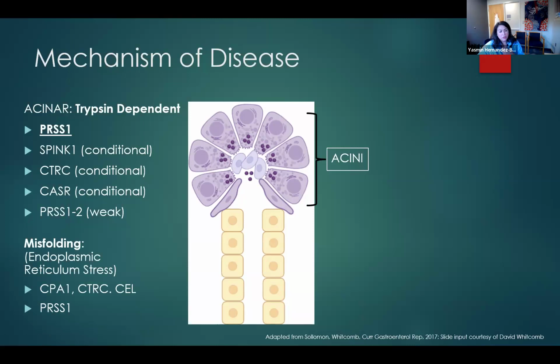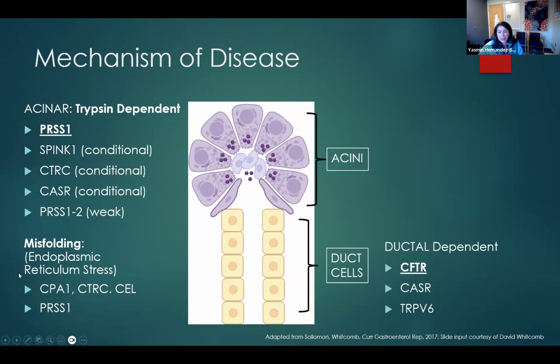The second pathway is what's known as the misfolding pathway. And what this really means is that you have misfolding of enzymes in the acinar cells. The majority of proteins and enzymes in the acinar cells are folded in the endoplasmic reticulum. And when they're misfolded, they cause quite a bit of ER stress that can eventually lead to cell damage and then pancreatitis.